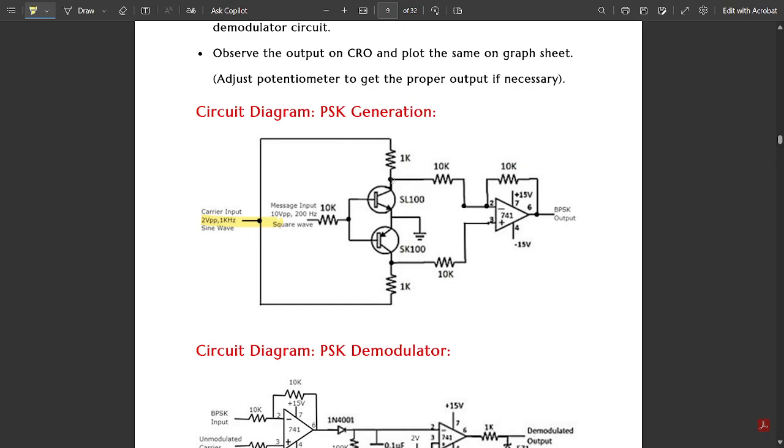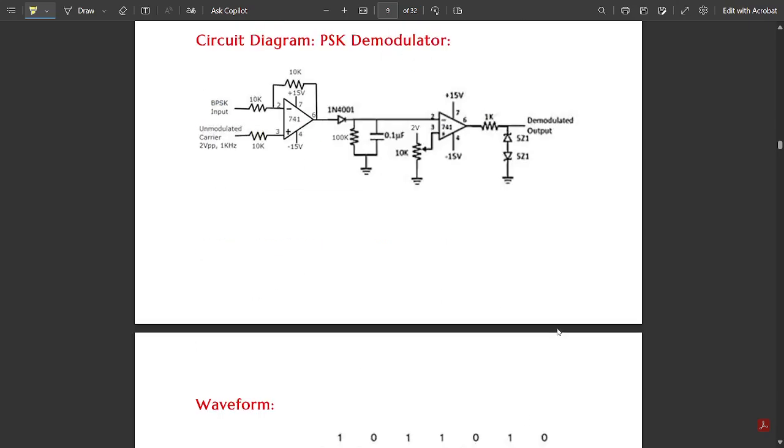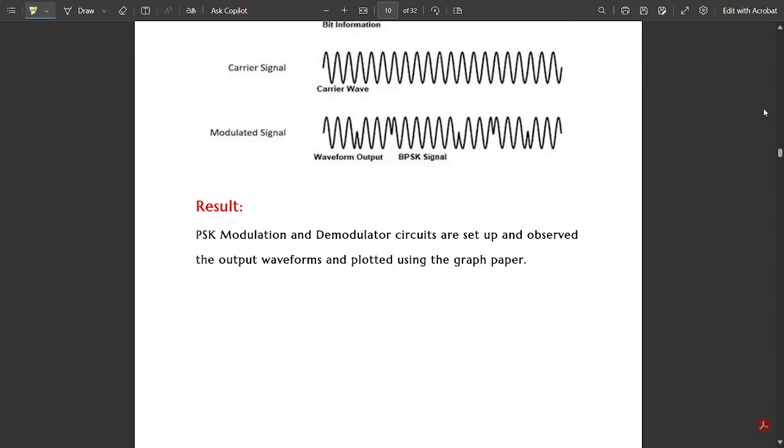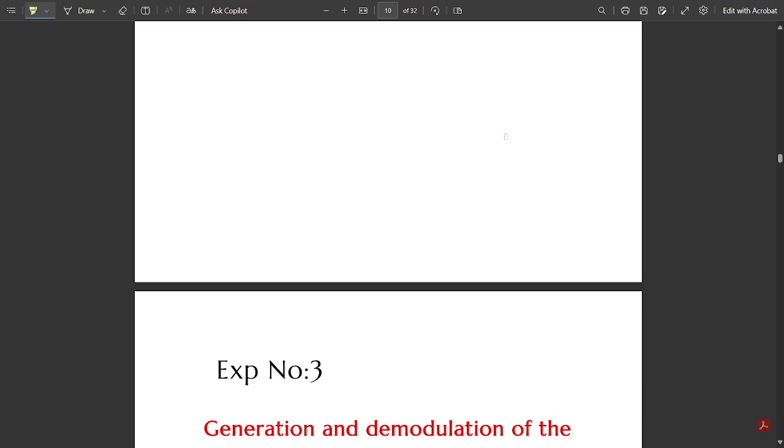The outputs of these two transistors from the collector end are given to the op-amp IC741, one to the inverting side and one to the non-inverting side, and the BPSK output is generated at the output of this op-amp. So this is the circuit, and this is the demodulator part. This is the waveform obtained. You can see the carrier wave, and when the message is 1, the phase changes when it turns to 0, and again the phase changes when it turns to 1. The phase reversal takes place when the bit reversal takes place. Again, the output you should be mentioning.